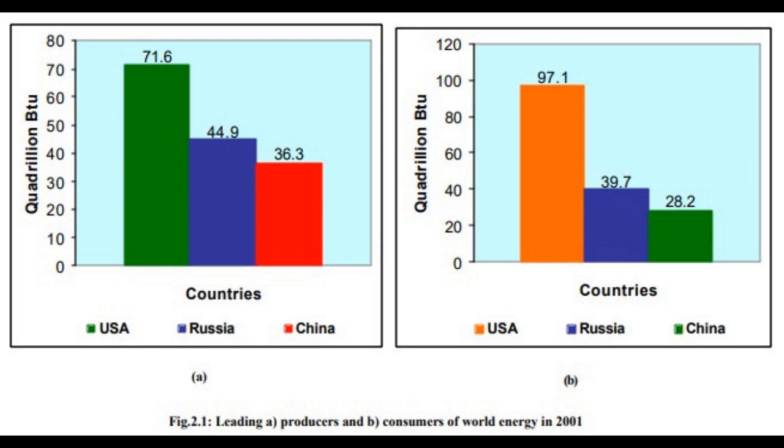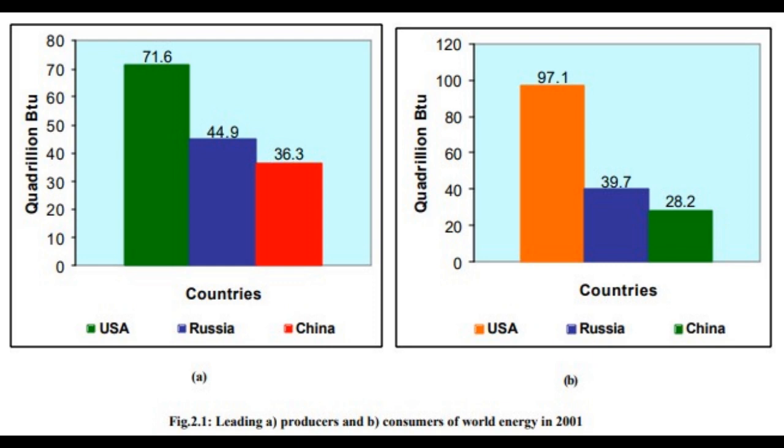World major energy producers and consumers. In 2001, three countries, the United States, Russia, and China, were the leading producers and consumers of world energy. The United States supplied 71.6 quadrillion joules of primary energy, significantly more than the 44.9 quadrillion joules produced by Russia or the 36.3 quadrillion joules produced by China. See Fig. 2.1a. These three countries produced 38% and consumed 41% of the world's total energy.